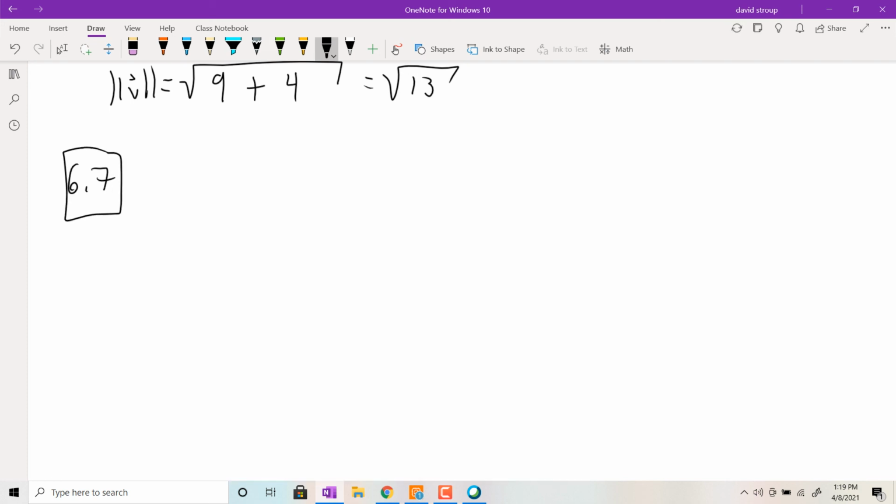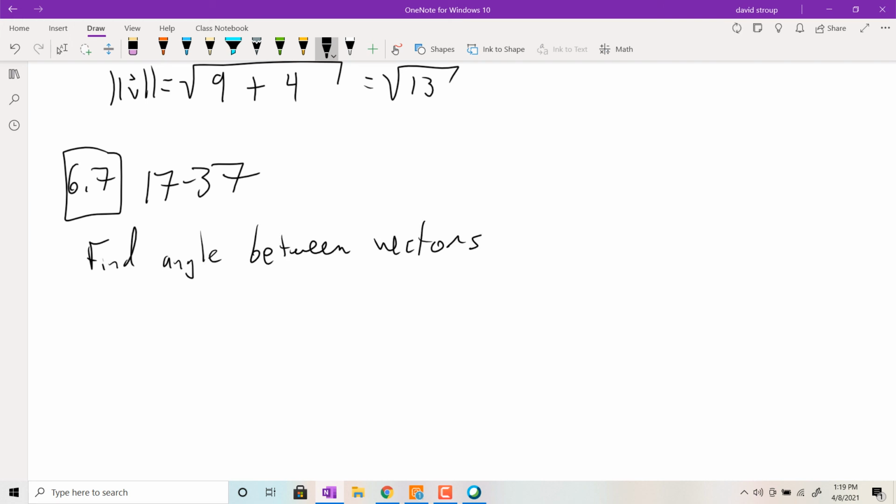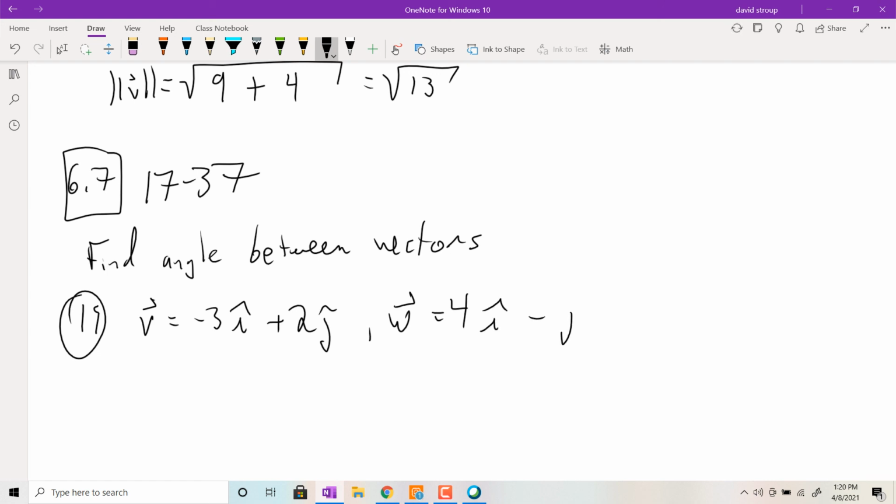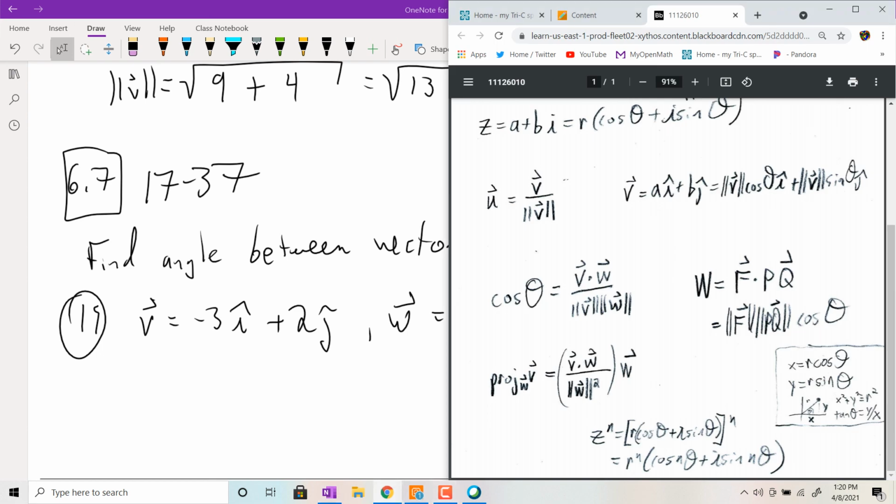6.7, looking at problems like 17 to 37. The first kind, find the angle between the vectors. And I believe I give you this formula on your sheet, but let's copy that on the problem first. So the vector v is -3i plus 2j, and the vector w is 4i minus just plain old j. Let's see if I got the formula on the formula sheet. Yeah, I do. It's right there.